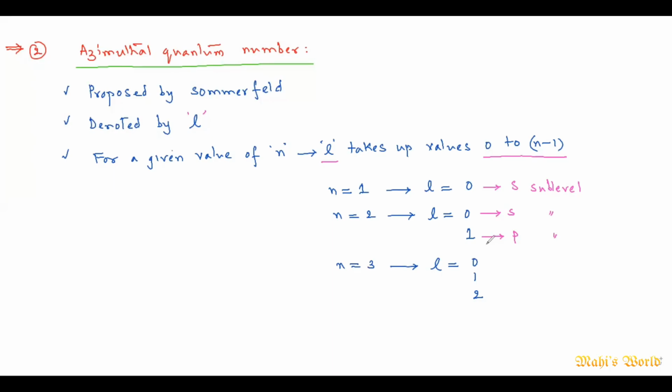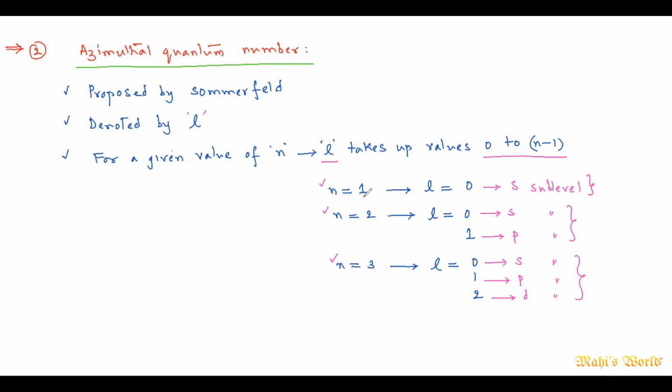It is because it is from 0 to 3 minus 1, nothing but 0 to 2. 0 to 2 in the sense 0, 1, and 2. Again, S, P, then D. You can clearly see what I'm writing. In the third orbit, you have 3 sublevels. In the second one, you got 2 sublevels. In the first one, you got just 1 sublevel. This is what I gave in the previous one.